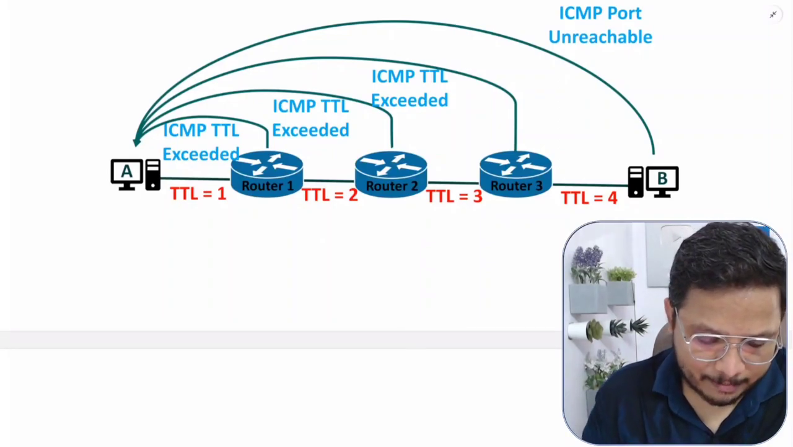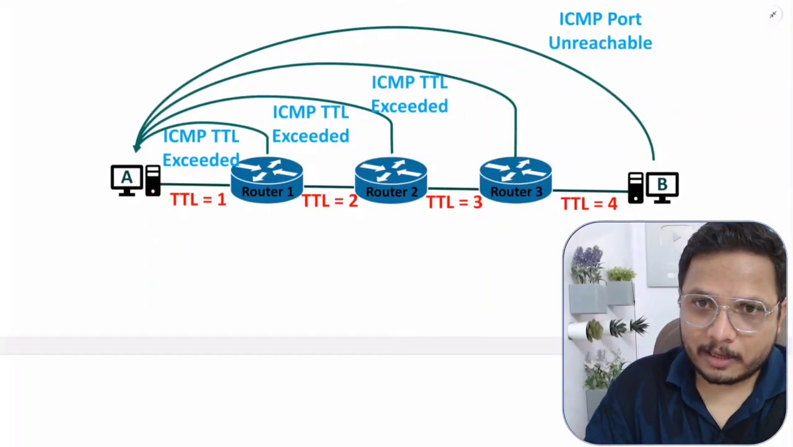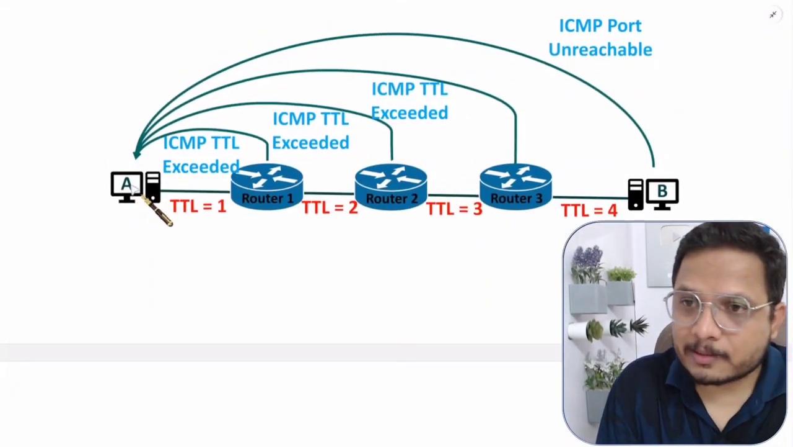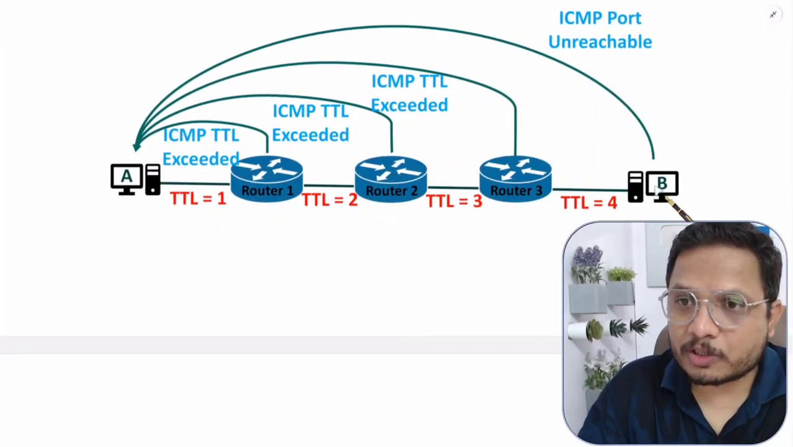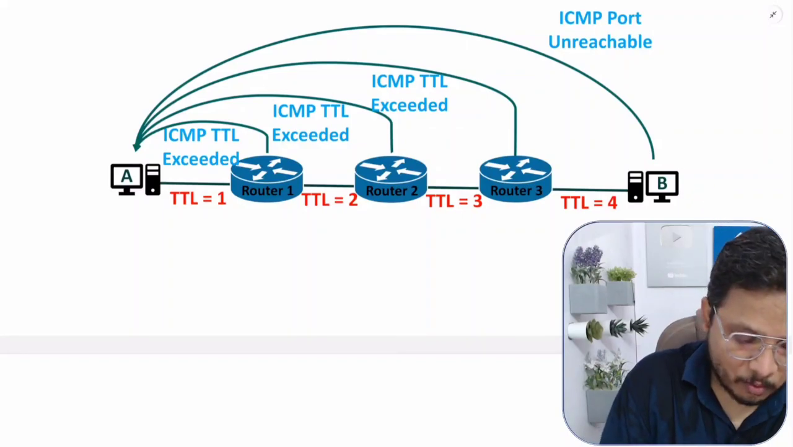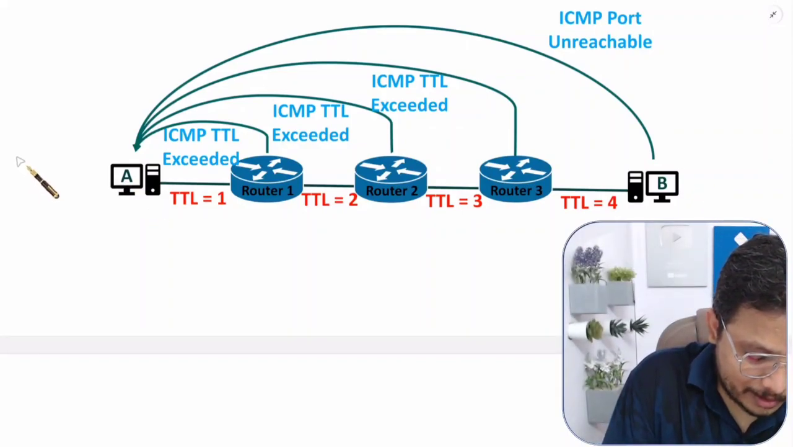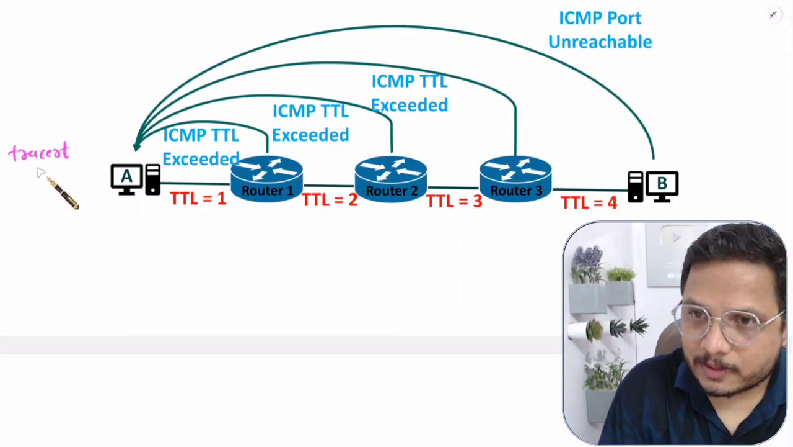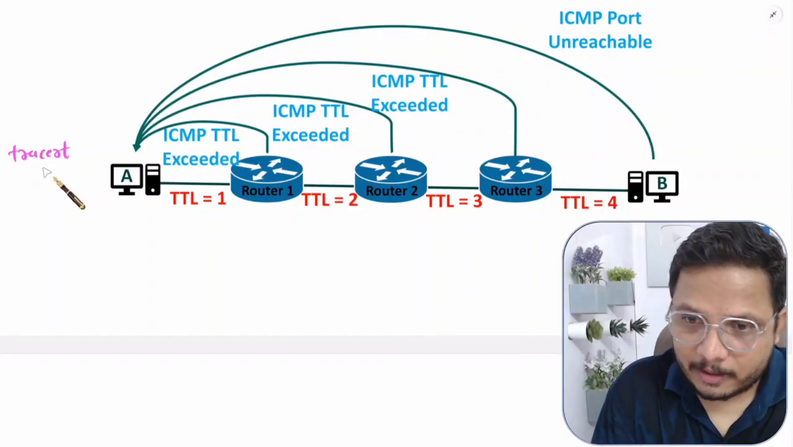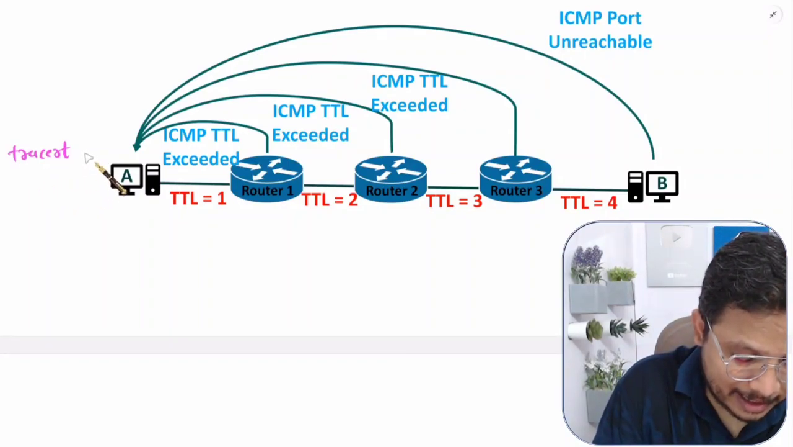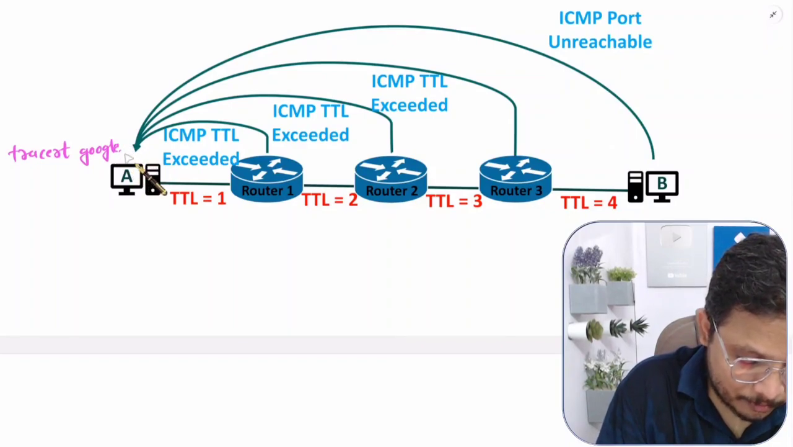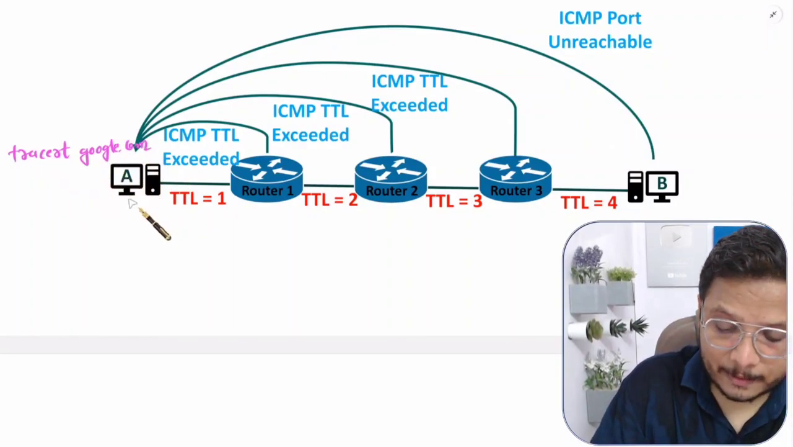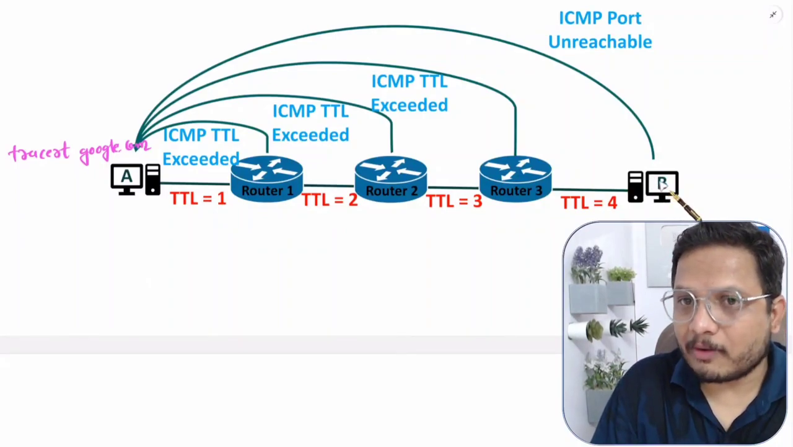Here, host A is my computer. This is me, and let us say host B is Google. Host A is writing tracert, which is for Windows systems, and traceroute, which is for Mac. So tracert, then a space, and then google.com. I just want to find a path to reach Google. Now see how it is happening.